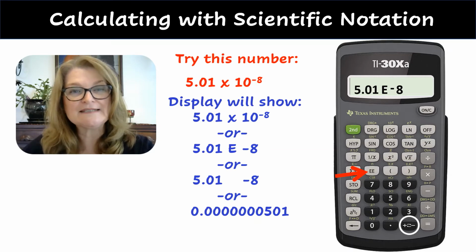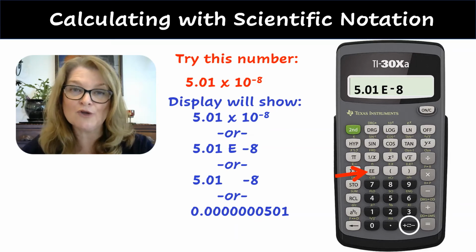So you can see that since there's different ways the calculator can display your numbers, it's important that you try to use the same calculator in all your practice and have that same calculator available to you whenever you take a test or a quiz, so that you're very familiar with how that calculator displays the numbers.